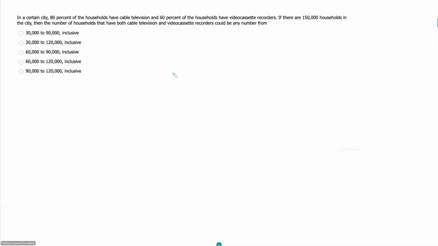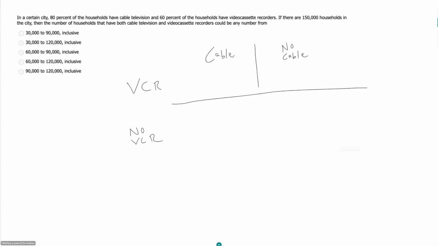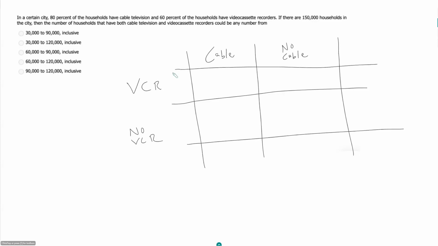So if I make my matrix, we've got households that have cable TV, then ones that don't have cable, and then ones that have VCRs, and then ones with no VCR. And let's fill in our table. So I'm going to start with the actual number that we know. There are 150,000 households in the city, so that's our total.